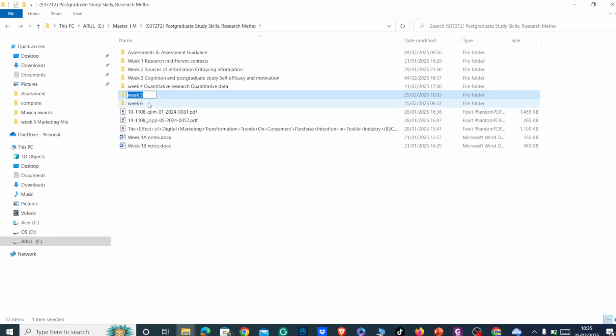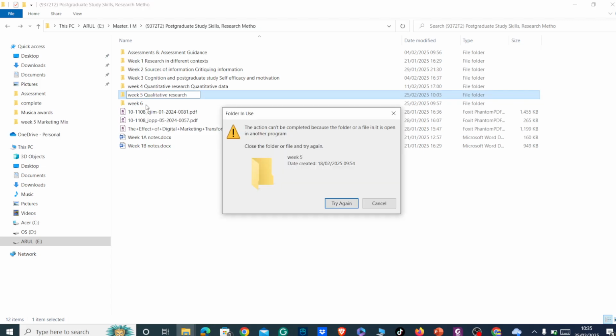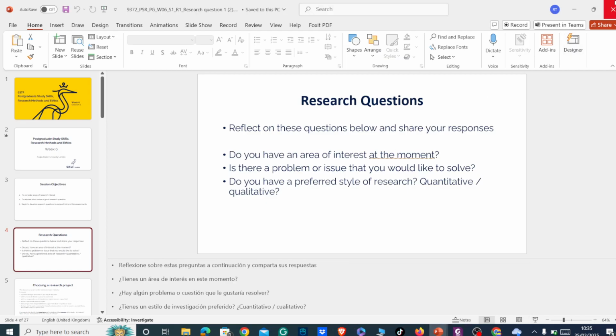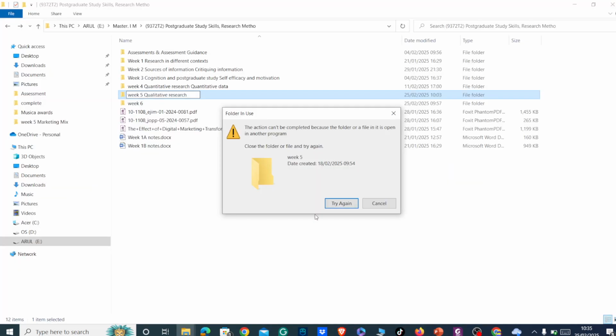Preferred style of research, qualitative or quantitative or both? Both. All right, so a bit of qualitative, thoughts and feelings, a bit of quantitative, numbers, percentages. Okay, cool.